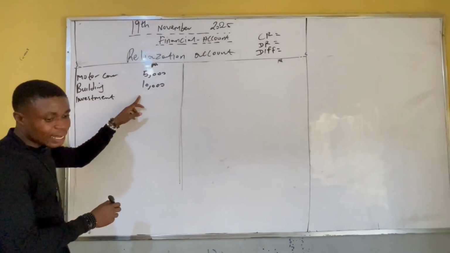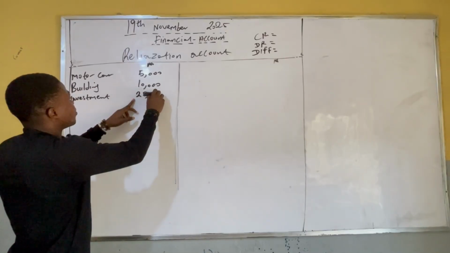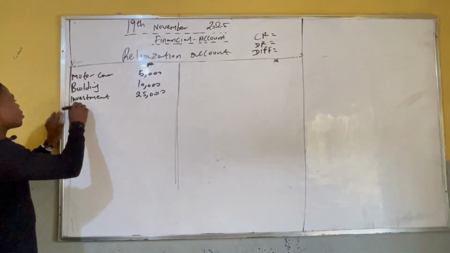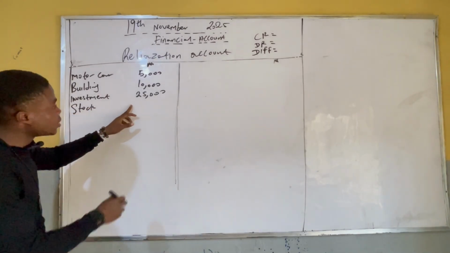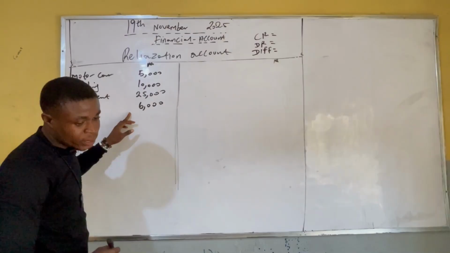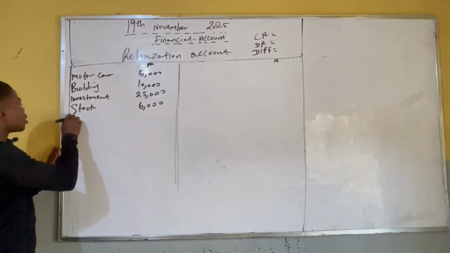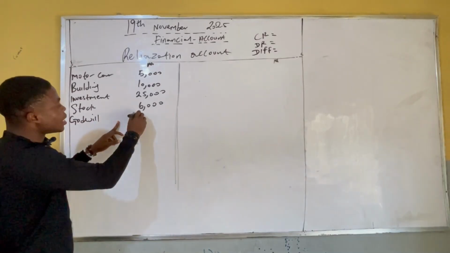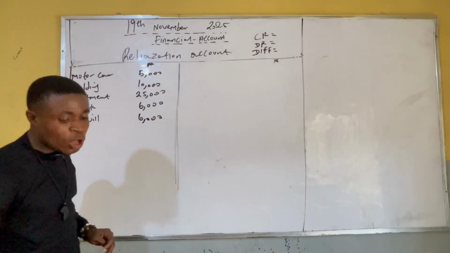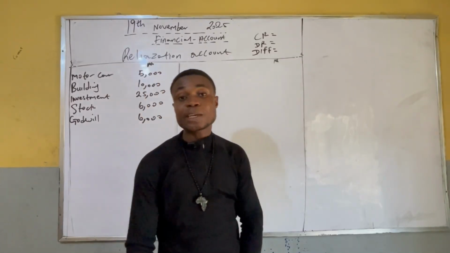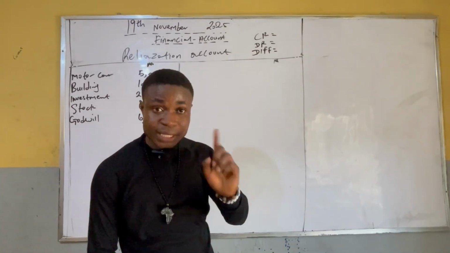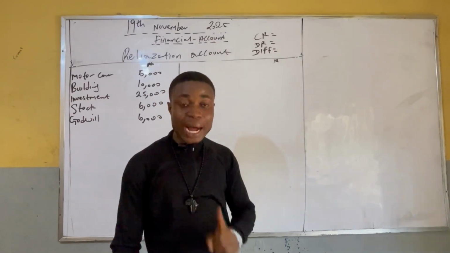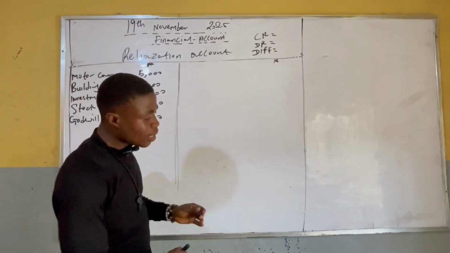We are being given investment. How much is the investment? 25,000. What again? We have stock. How much is the stock? 6,000 naira. What again? We have goodwill. How much is the goodwill? 6,000 naira. Please follow me step by step. What is being given in the balance sheet? We are working with the balance sheet now, not with the additional information. Please note that.